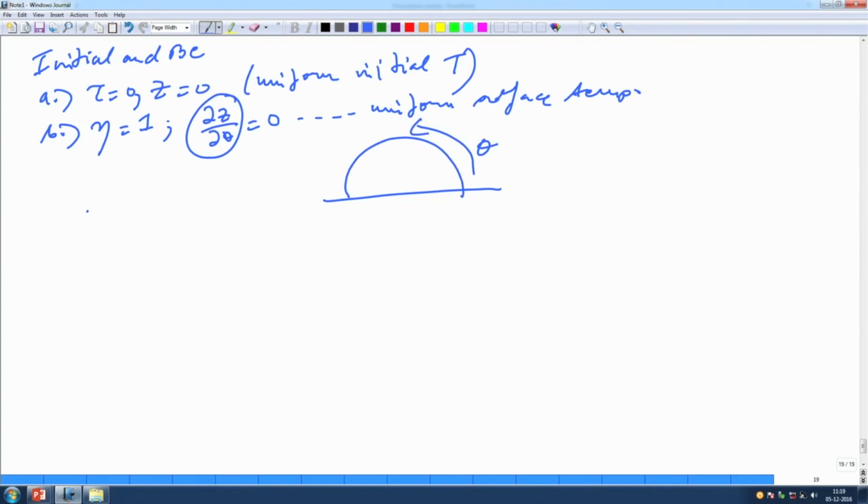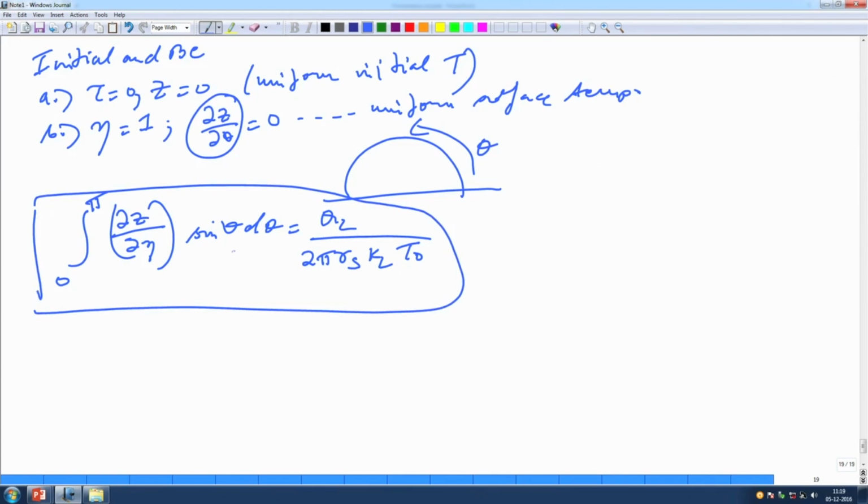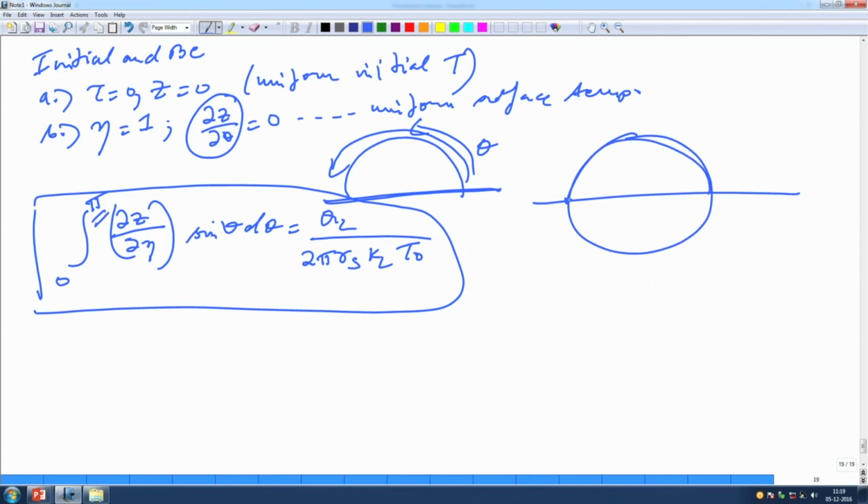And dz by d eta, sin theta d theta is equal to ql divided by 2 pi rs kl T naught. Got it? So, this is nothing but the total heat flux. This has been integrated across the entire surface, and this is the symmetry line. We have done it only up to pi, because this is half the droplet, this is a full droplet, this is symmetrical. So, from here to here is basically your pi.